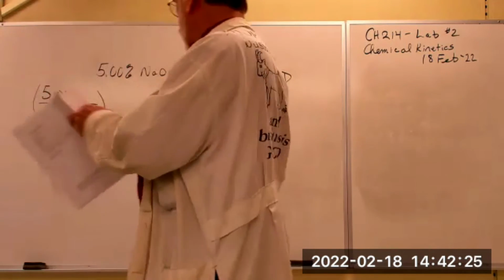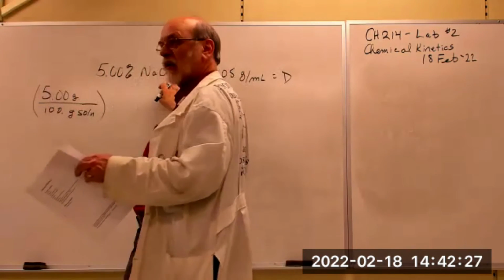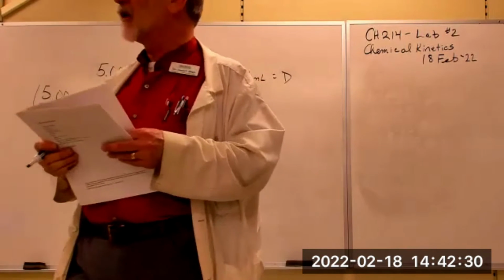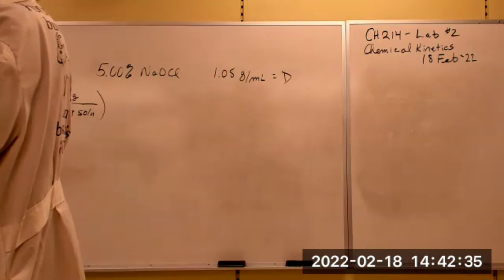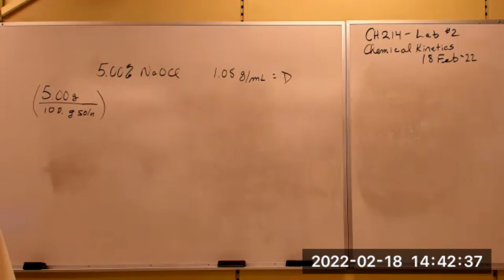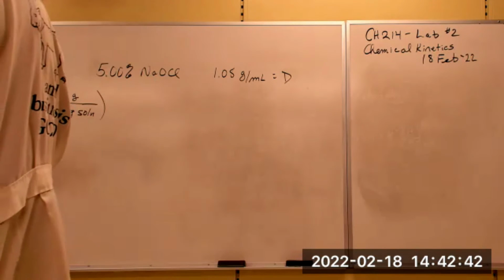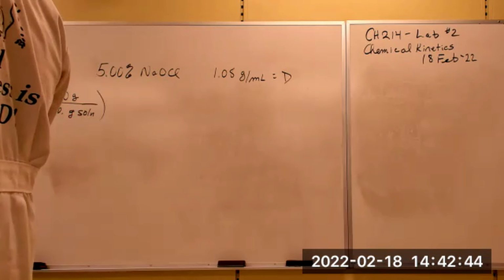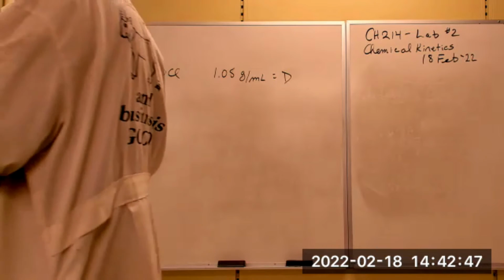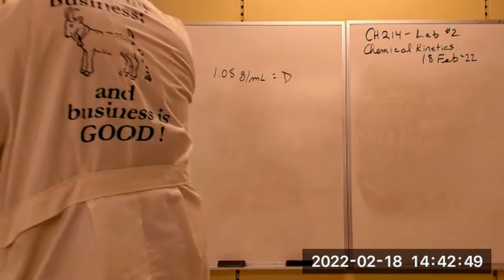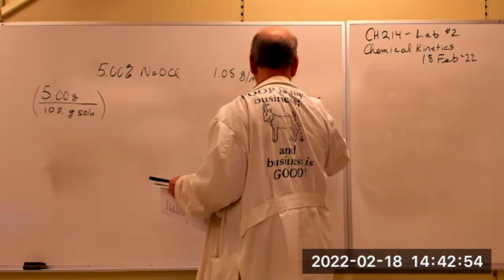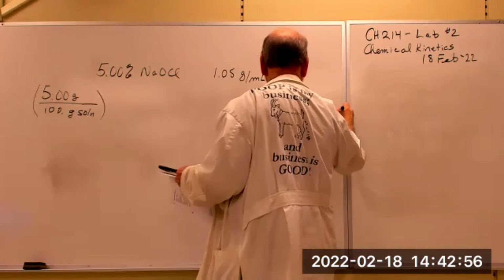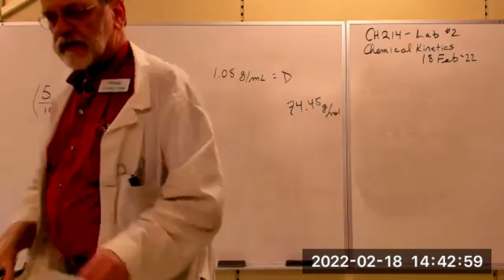Yeah. We also need to know the molar mass of sodium hypochlorite. So we got to add sodium, oxygen, and chlorine. Sodium is 23, oxygen is 16, and chlorine is 35.45. So it's 74.45 grams per mole.